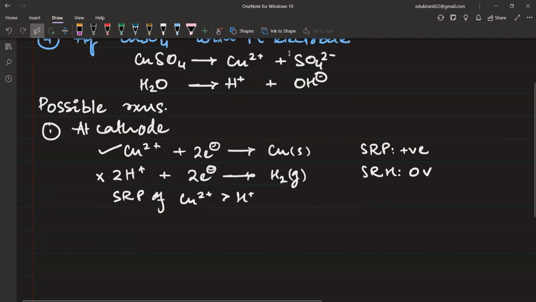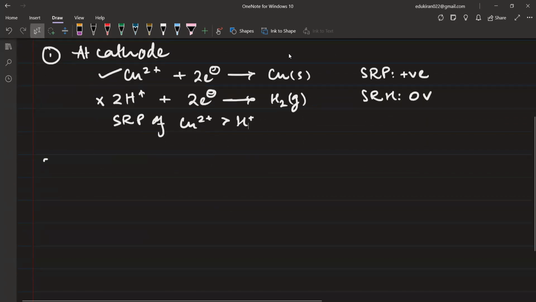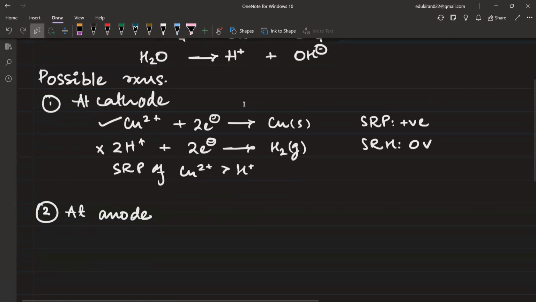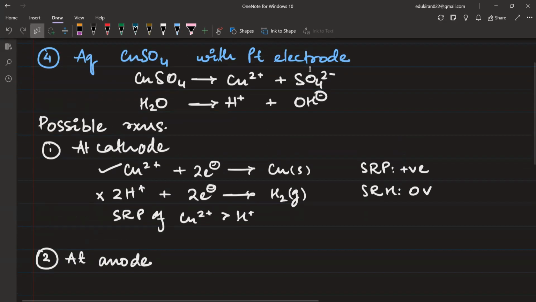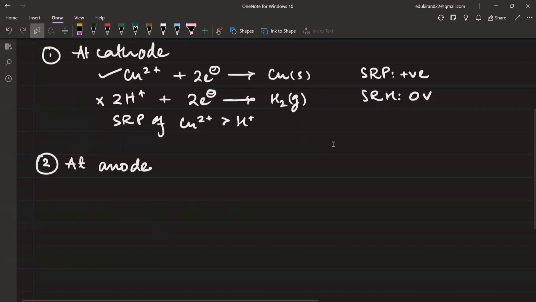Now, if I look at the possible reaction at anode, second is at anode, there are two reactions that you can see here. I can write one for SO4 2-, but since it is a very big ion, and generally whenever we write aqueous CuSO4 and these aqueous solutions, these are always in dilute concentrations. So this particularly big ion is going to move very slowly, and that is why it will require some overvoltage. Hence, OH- is going to be oxidized.